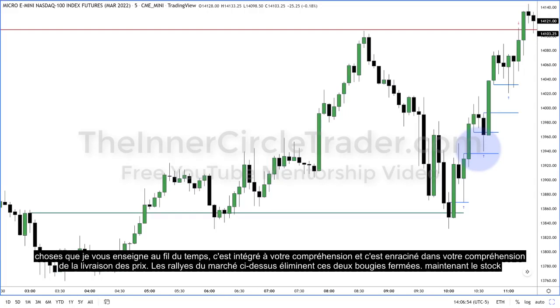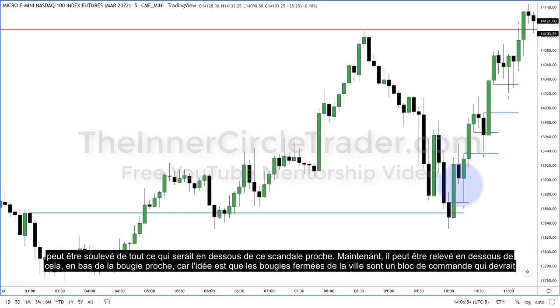If you do the same things I'm teaching you over time, it's built into your understanding and it's ingrained in your understanding about price delivery. The market rallies above, takes out these two down closed candles. Now the stock can be raised from whatever would be below this down closed candle.